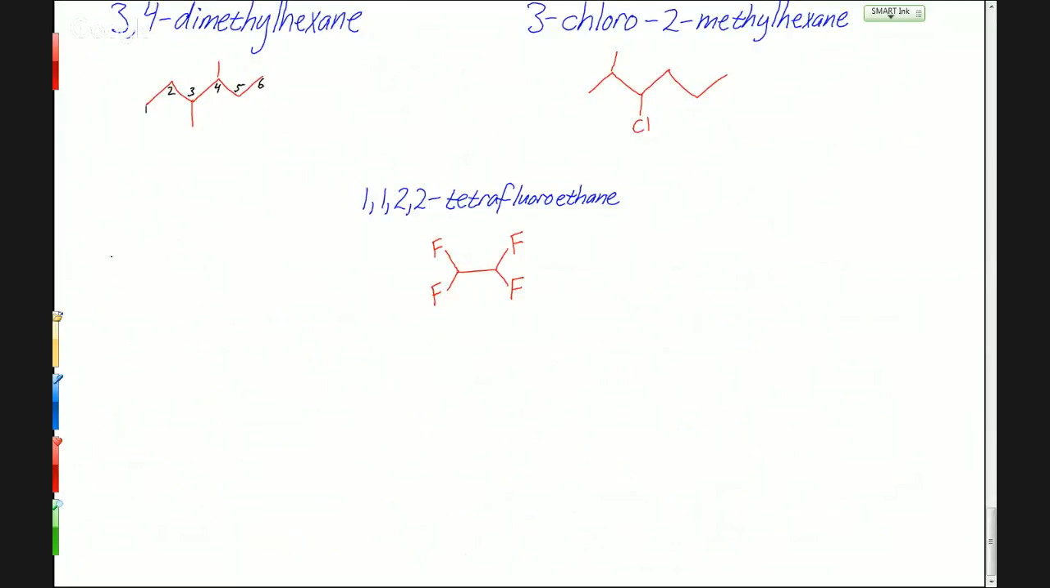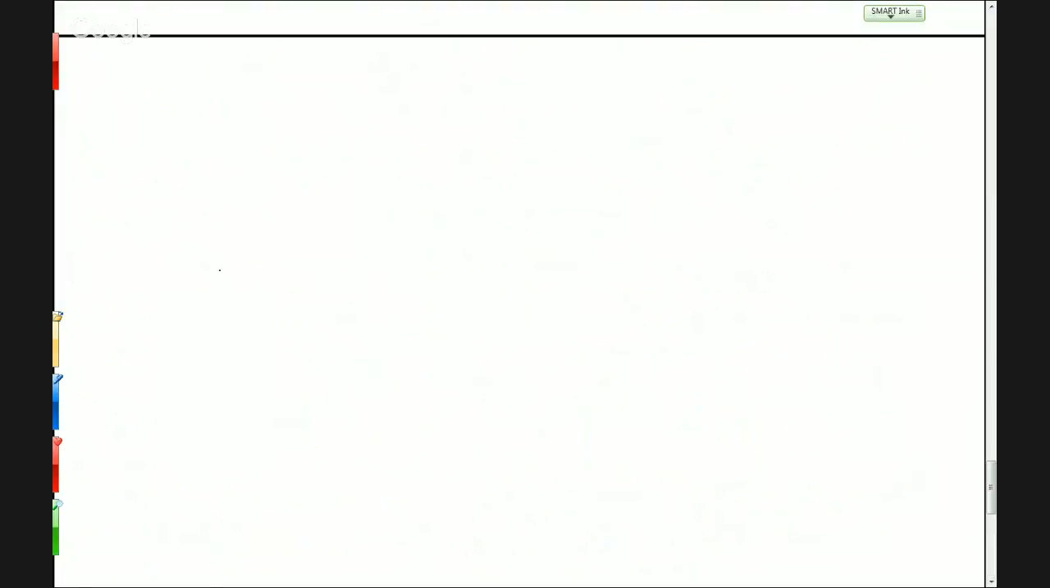All right. One last piece of this is that we can also have structures that are connected in a circle or in a ring. And we call these cycloalkanes.